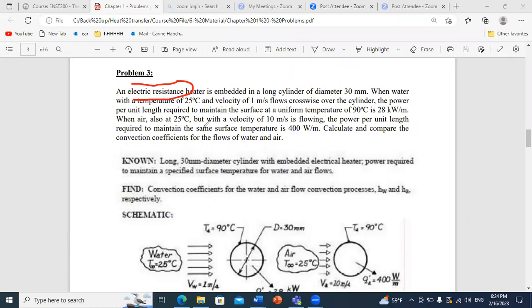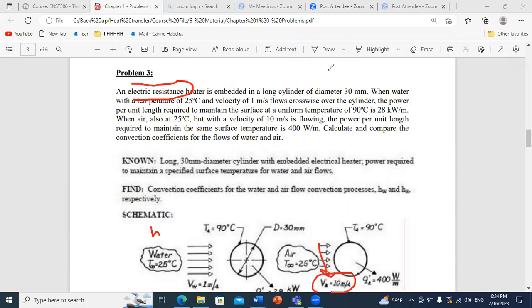Especially, even if you compare now what they did here, they increased a lot the velocity of air, which is giving advantage to air. But if you want to do a comparison to be accurate, you should compare at the same velocity. Okay, and you will see even here they increased a lot the velocity of air. You will still have a much larger convective coefficient for water.